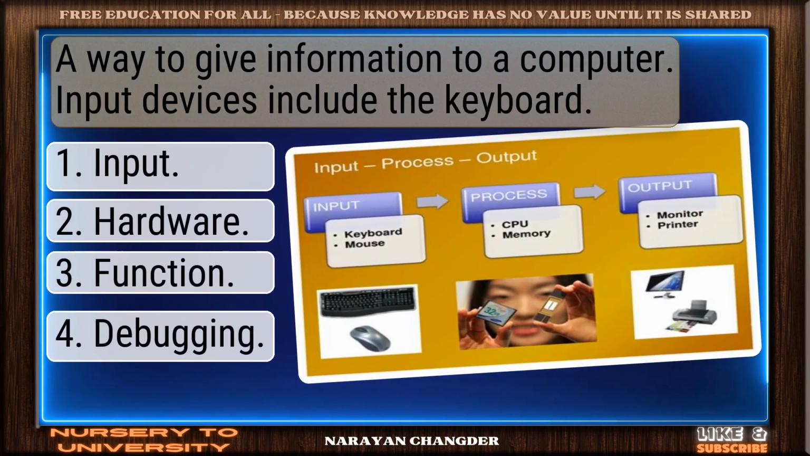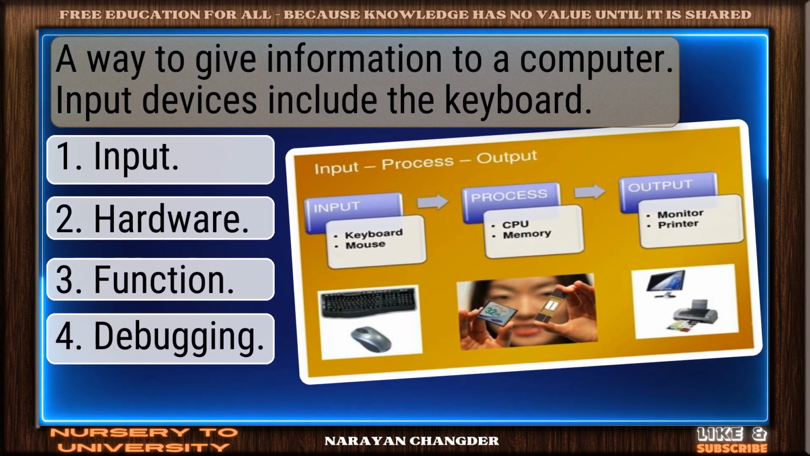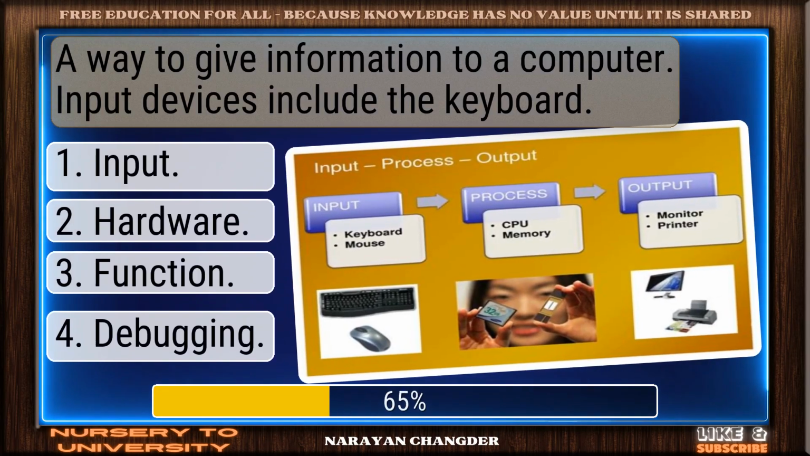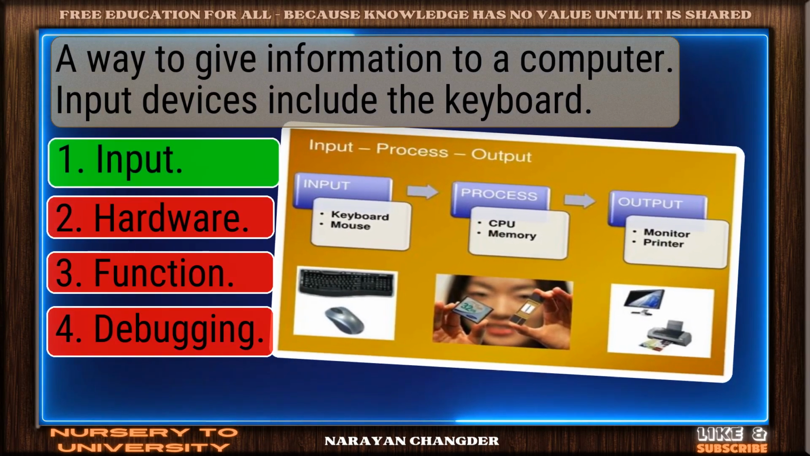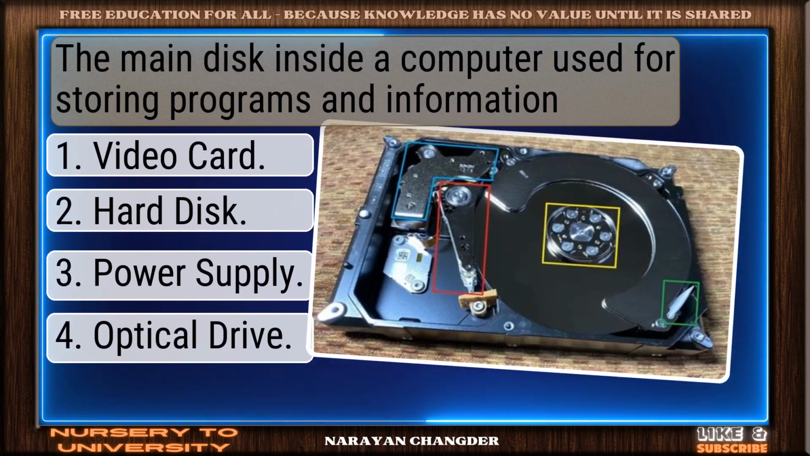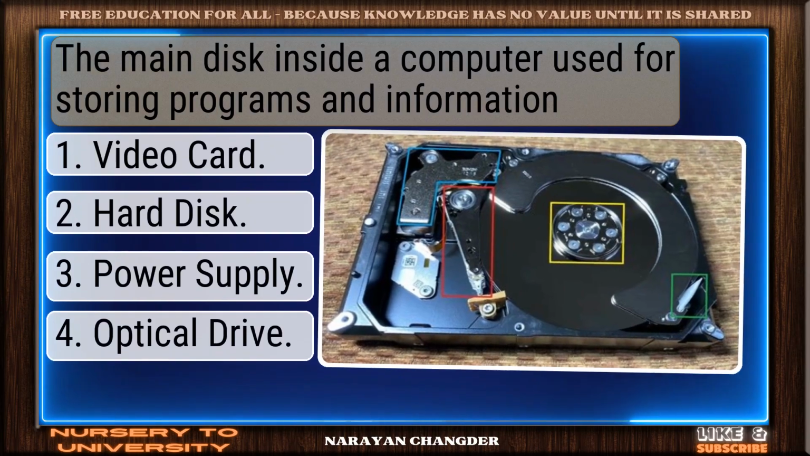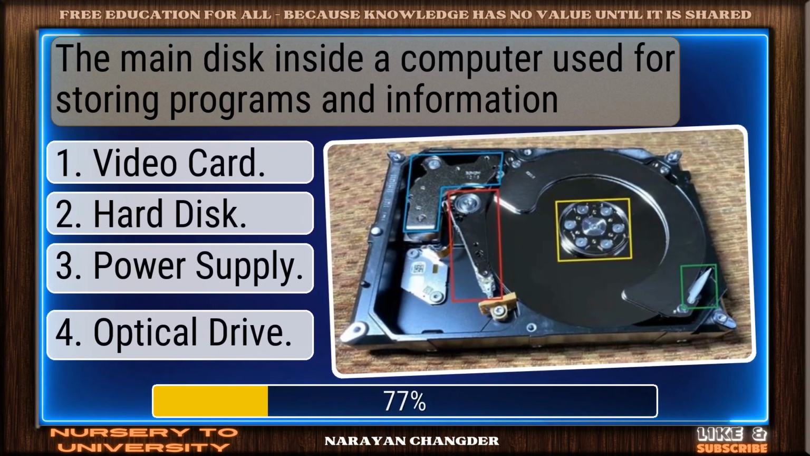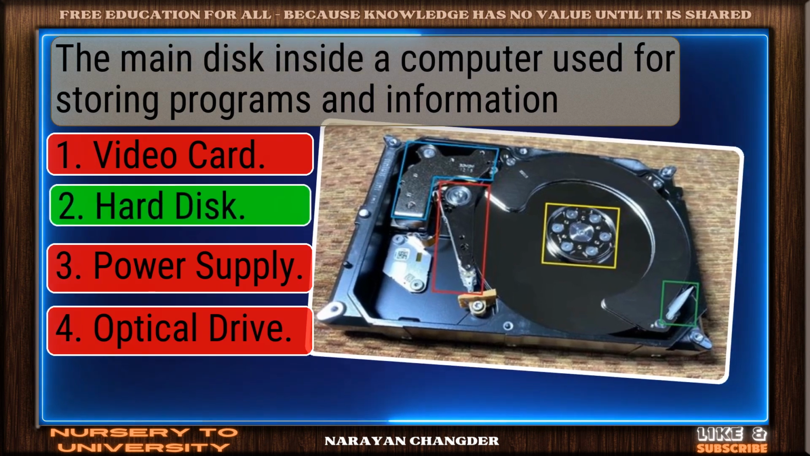Question number 34. A way to give information to a computer. Input devices include the keyboard. Great thinking. Input is the right choice. Question number 35. The main disk inside a computer used for storing programs and information. On track. Hard disk is the correct answer.